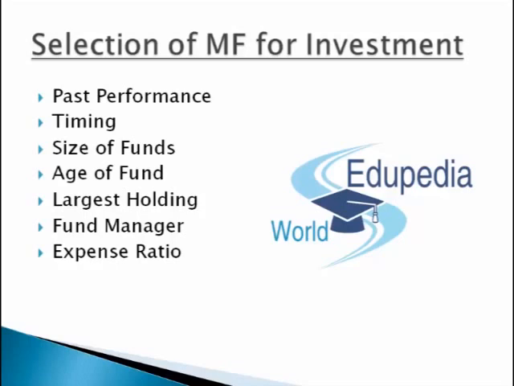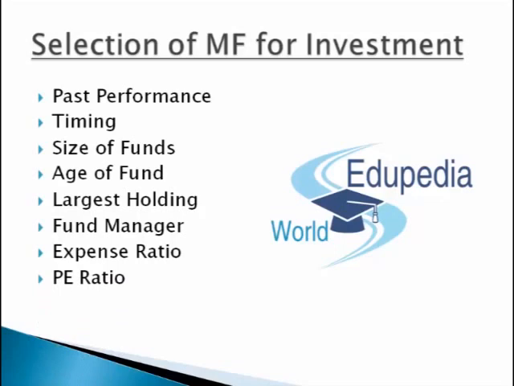That is past performance, timing, size of funds, age of fund, largest holding, fund manager as well. So in such a case, one has to have an idea of the person who is handling the fund management. A person of repute usually takes care of this. SEBI has already laid down the upper ceiling for expense ratio. A lower expense ratio will actually give you a higher return, which is always better for an investor. Now comes into the picture, that is PE ratio.